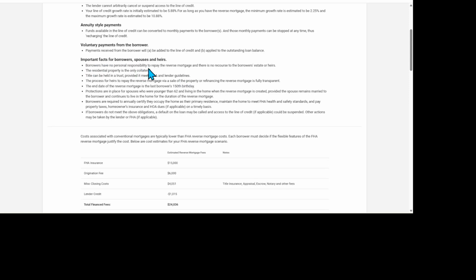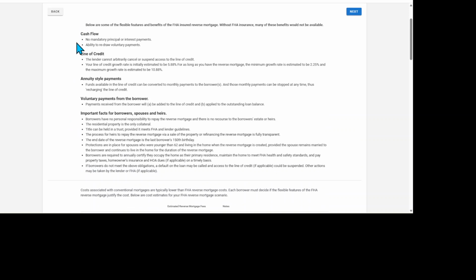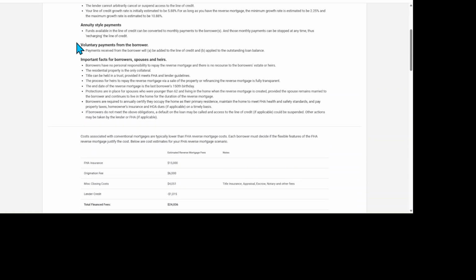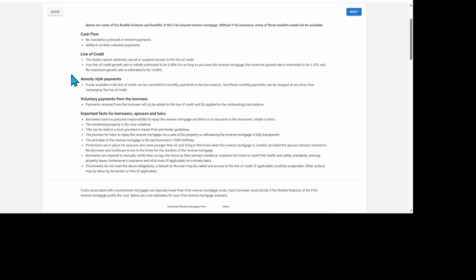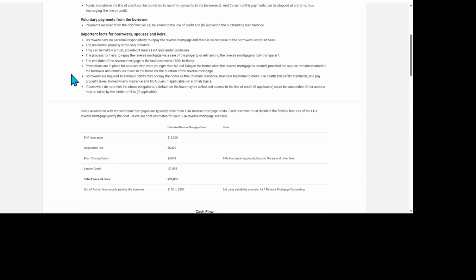This is a non-recourse loan. You have no personal responsibility to repay it, and there's no recourse to the borrowers or the heirs. You can hold your property in a trust if it meets FHA and lender guidelines. I won't go through all of these, but I think it's important to go through these with all of the potential borrowers so they understand the flexibility, the features, the benefits, how this can lower risk for people. And in reverse mortgage, risk is a 4-letter word. In retirement, risk is a 4-letter word.